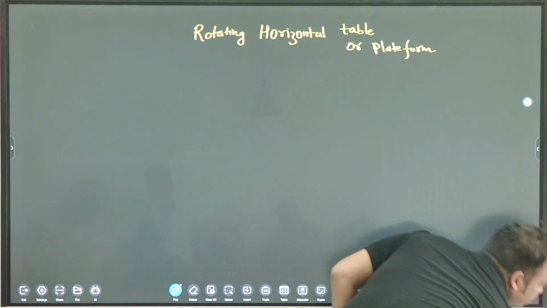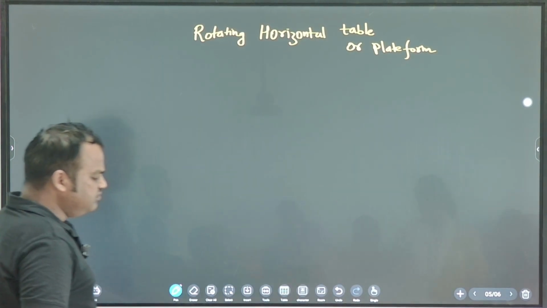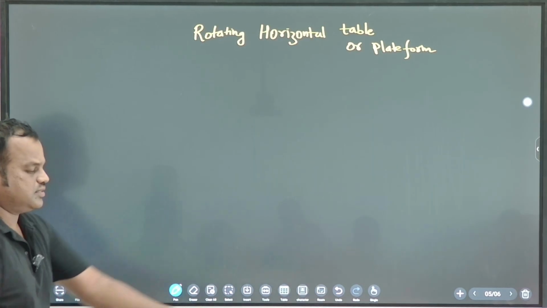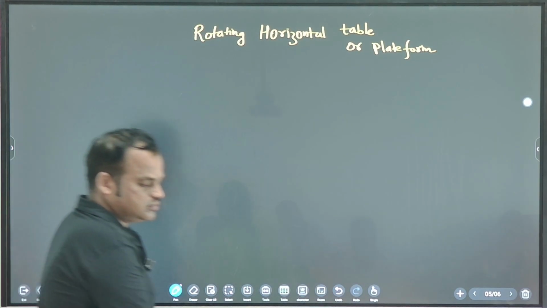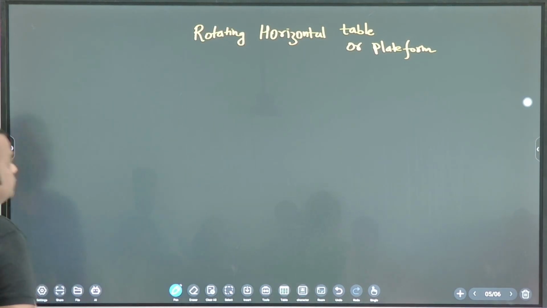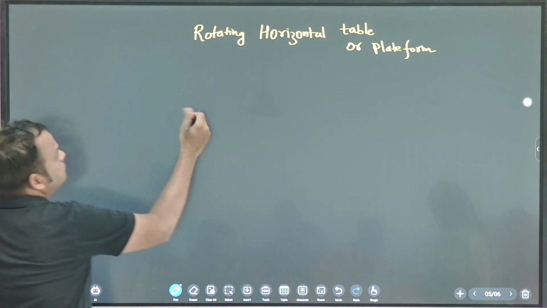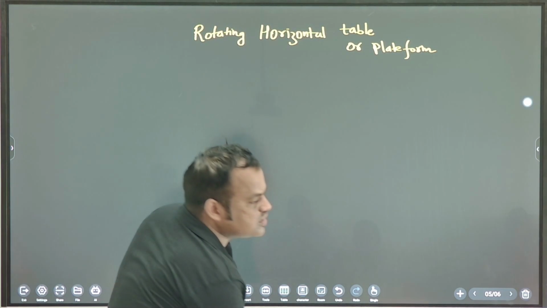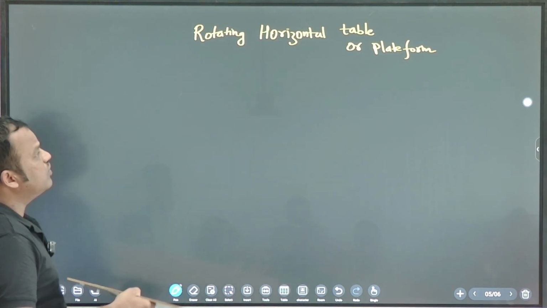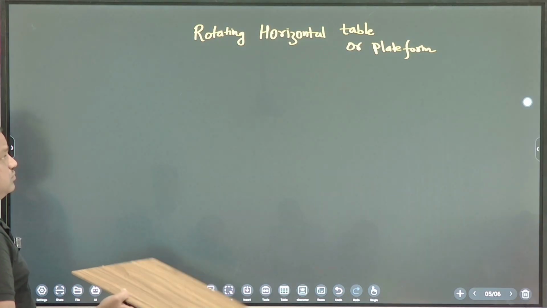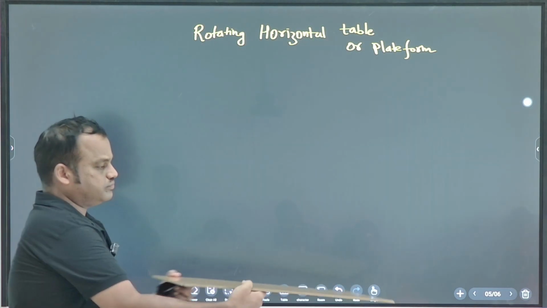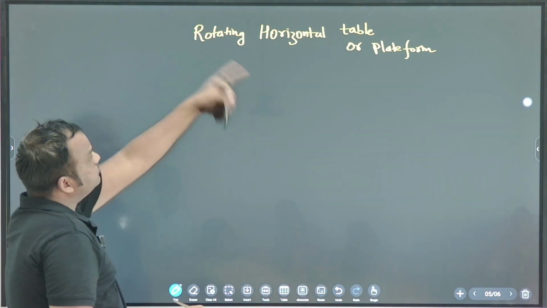Like this is the platform. This is the platform, correct? It is rotating like this. Okay, understood? So, how is the platform? Vertical or horizontal? Sorry, how is the platform? Tell me. Horizontal.